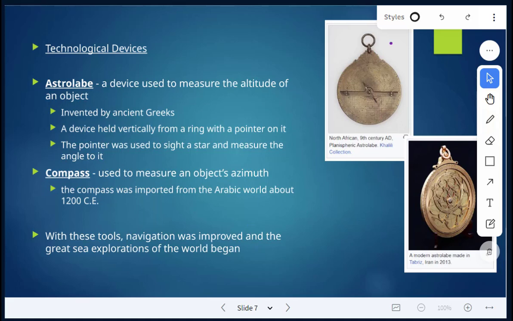So this is from the 9th century. This is a more modern one made in 2013. A compass is used to measure an object's azimuth. It was imported from the Arabic world about 1200 CE. So with these tools, navigation began to improve and the great sea explorations of the world began.